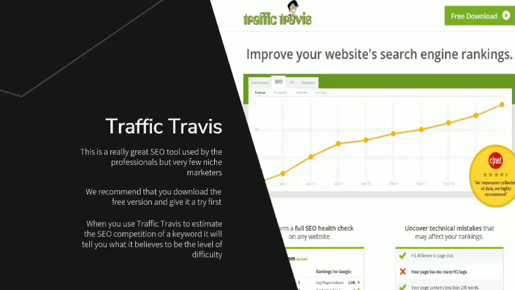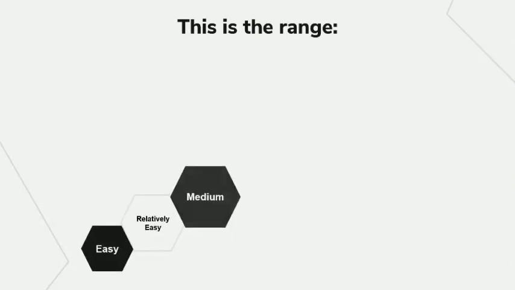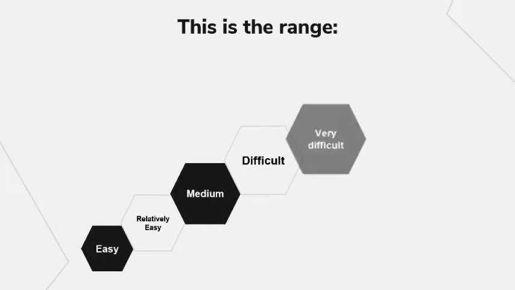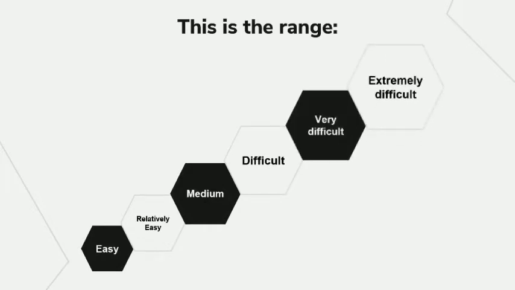When you use Traffic Travis to estimate the SEO competition of a keyword, it will tell you what it believes to be the level of difficulty. This is the range: easy, relatively easy, medium, difficult, very difficult, extremely difficult. Anything that is easy, relatively easy, or medium is fair game. The others will take a lot more work.